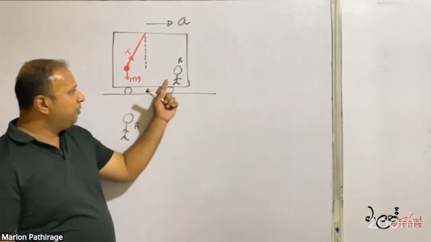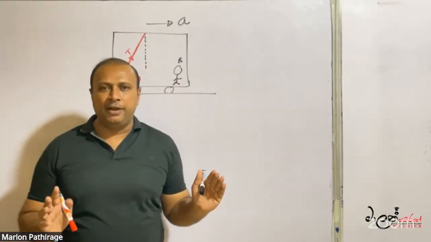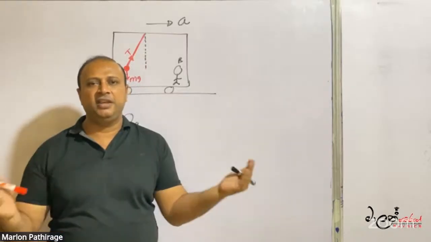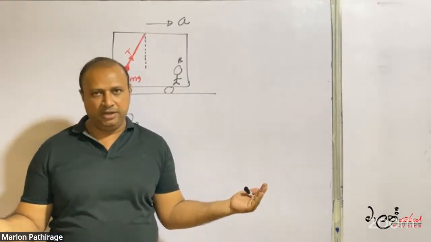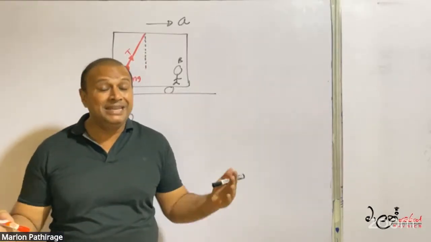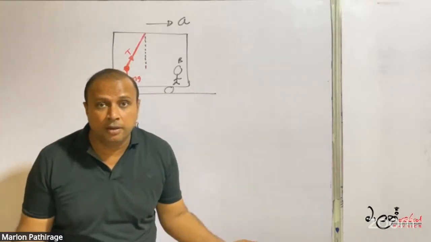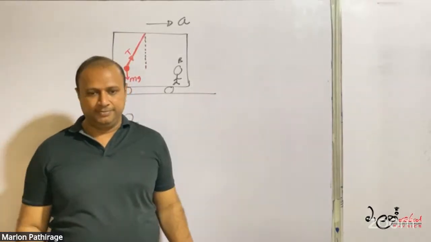Now suppose this observer B cannot see anything in the outside direction. Therefore he doesn't know whether the train is moving or not.